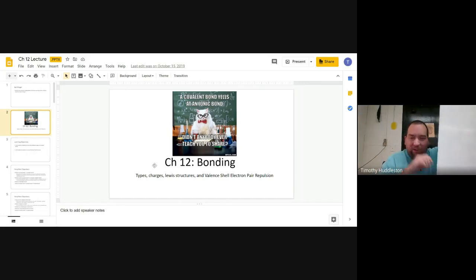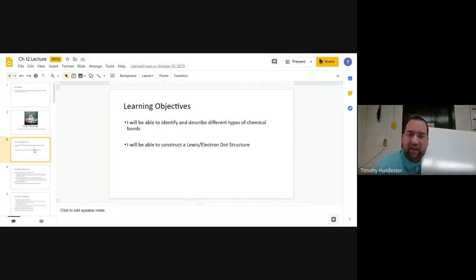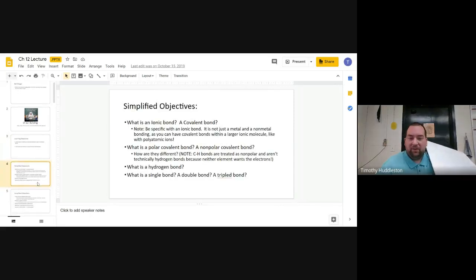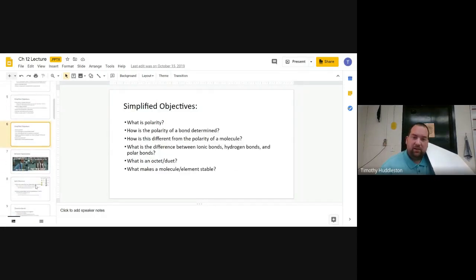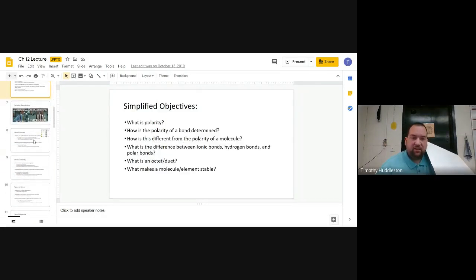So Chapter 12 is all about bonding. There are different types, different charges, Lewis structures, and a really fancy valence shell electron pair repulsion. Our learning objectives today: I will be able to identify and describe different types of chemical bonds. I will be able to construct a Lewis and electron dot structure. There are simplified objectives if you want to go in and figure out how to do those things.